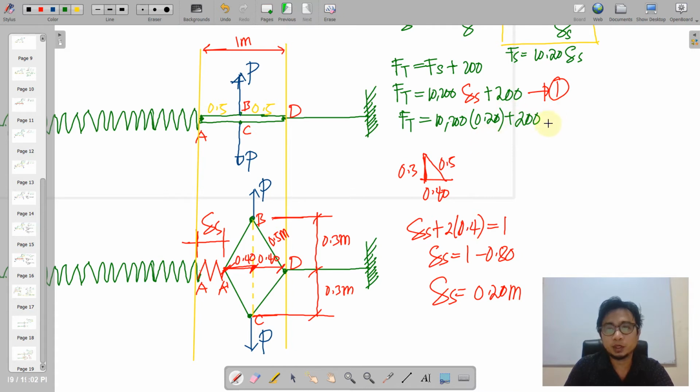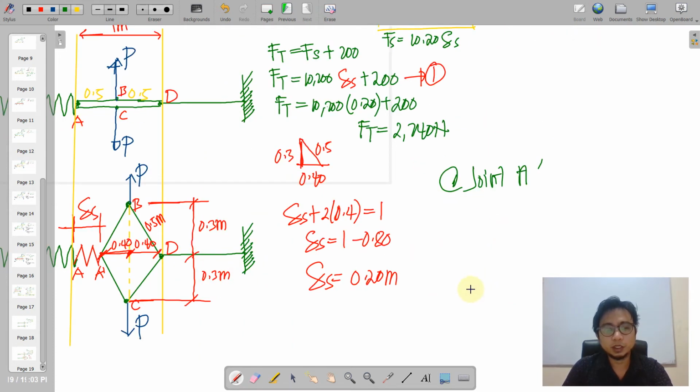So therefore, Ft here is equal to 2,240 Newton. So this is the total force on the spring considering our stretch of 0.2. Okay, out of this you can derive the force on the spring plus its initial tension, totaling to 2,240 Newton as the total force on the spring. So what will be the use of this? We have to draw now the free body diagram of A prime.